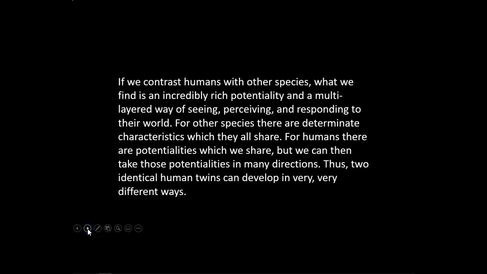If we contrast human beings with other species, what we always find is an incredibly rich potentiality and a multi-layered way of seeing, perceiving, and responding to their world. For other species, there are determinate characteristics which they all share. Many of them are very intelligent creatures, no question. But for humans, we're a little bit different. There are potentialities which we share, but we can then take those potentialities in many directions. Thus, two identical human twins can develop in very, very different ways.